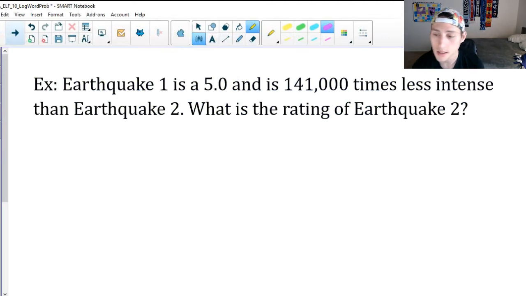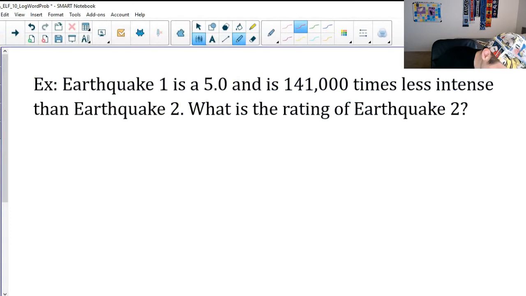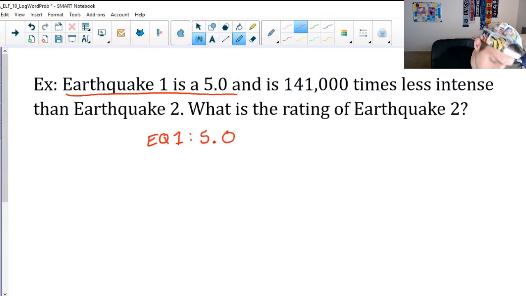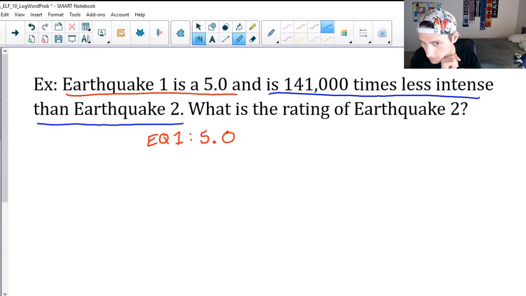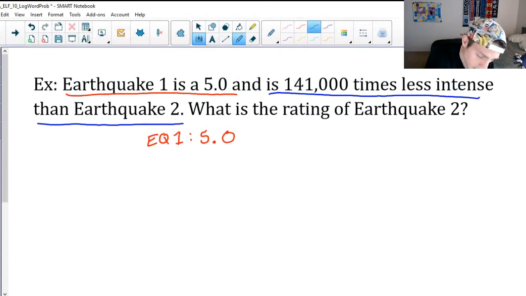All right, let's look at this next one. So very similar. Earthquake 1 is a 5.0. All right, so already I'm just going to write that down. Earthquake 1, 5.0. It's 141,000 times less intense than earthquake 2. What is the rating of earthquake 2?